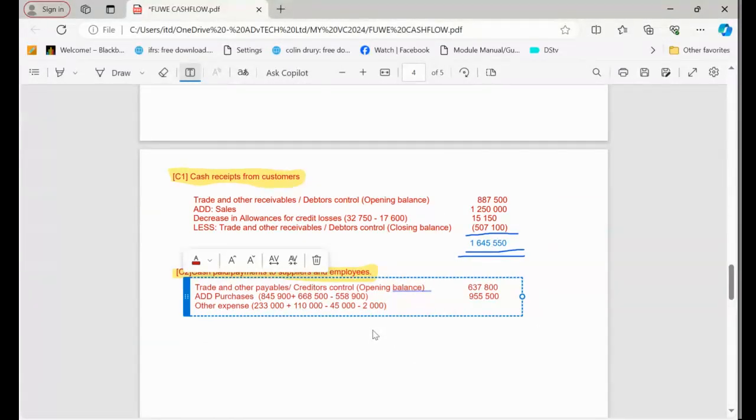Always make sure that you show the calculations for marks. So you can say 233 plus 110 minus 45 minus 2,000. That gives 296. Thank you so much. 296,000.